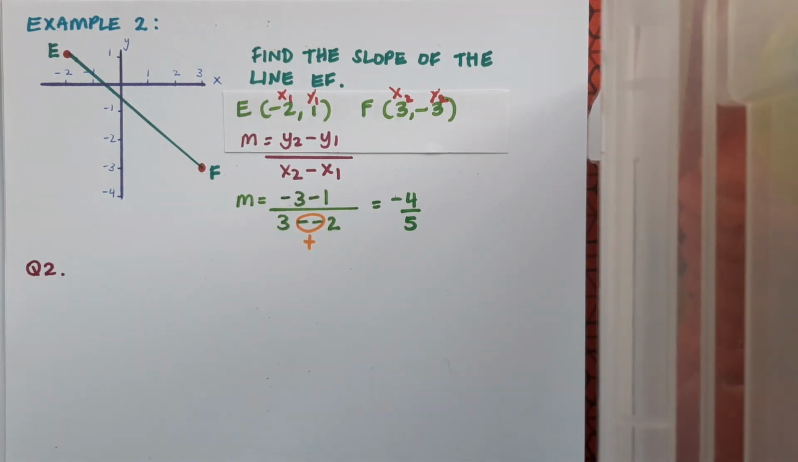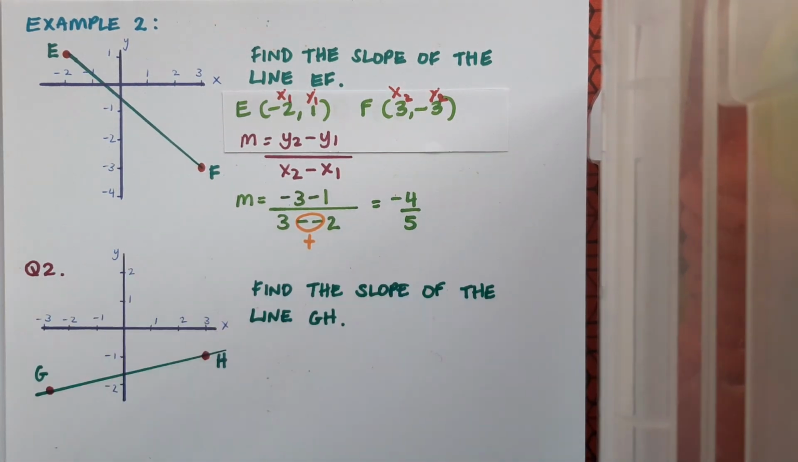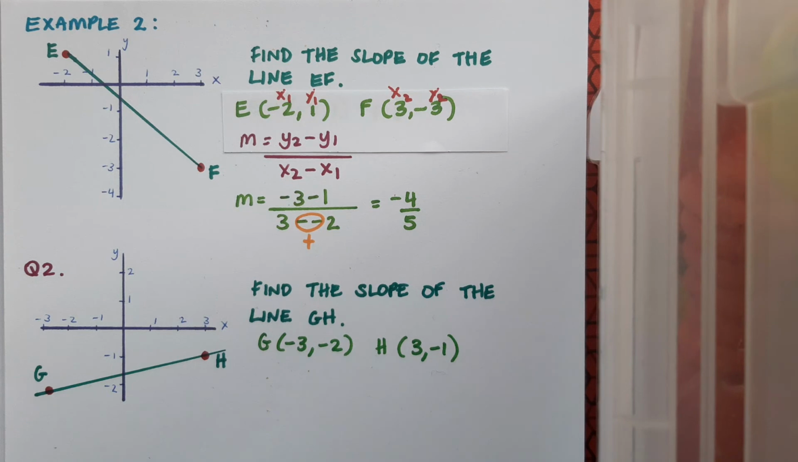So now a question for you. So here's your question with a diagram and 2 points G and H, and you want to find the slope of the line GH. Pause the video here, do the question yourself, and then play and check if you're right. So G and H are the points (-3, -2) and (3, -1).